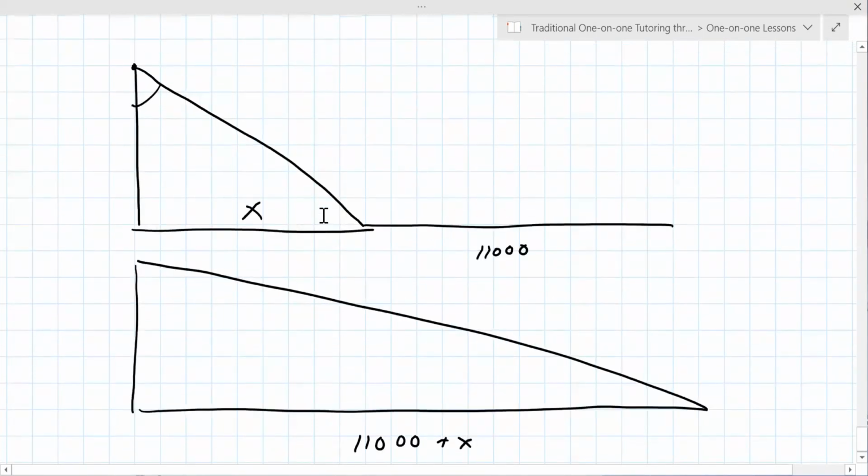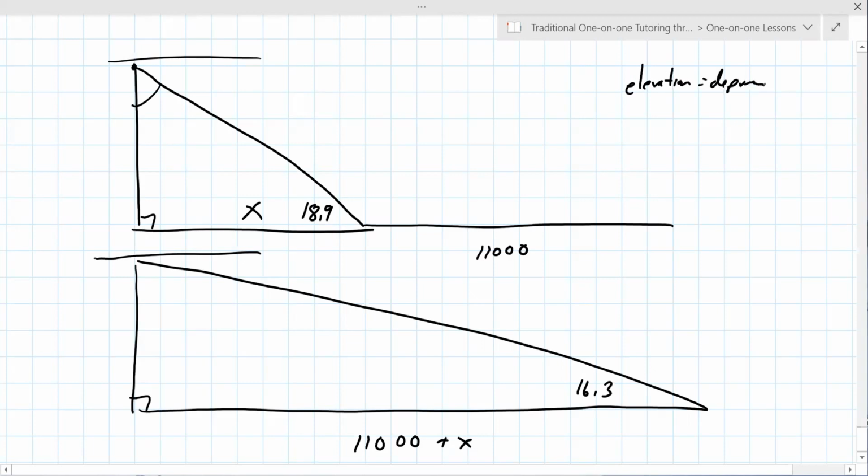So this angle right here, trying to think. The steeper angle is the first one. So this is 18.9, the steeper one, the larger one. And this is 16.3. The reason I'm doing them down there is because the ones at the top are useless. They're the same through parallel lines and a transversal. So your angle of elevation equals your angle of depression.